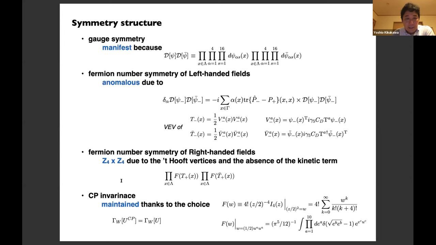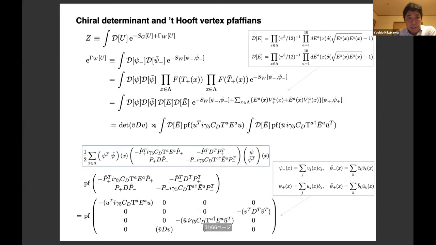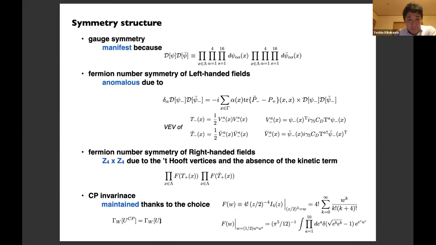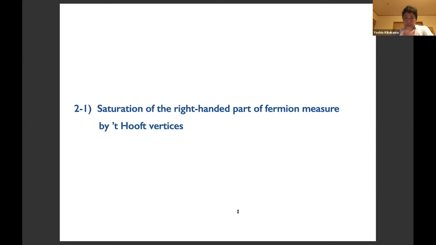And we can show that the effective action of the Weyl fermion is CP invariant. I do not have enough time to prove this, but it is possible to prove that with this definition of the measure, the effective action with respect to the gauge link variable is CP invariant. And we can prove this CP invariance thanks to this choice of the Pfaffian using the SO(10) spinor vector field. So this is my proposal for the Weyl fermion measure.